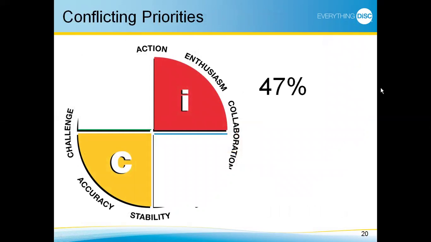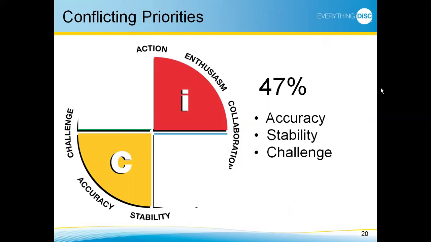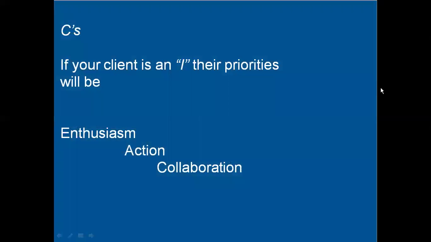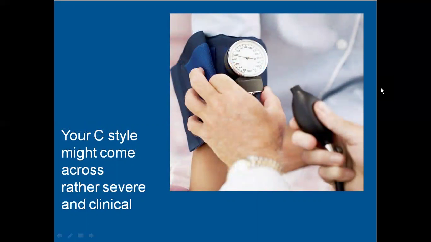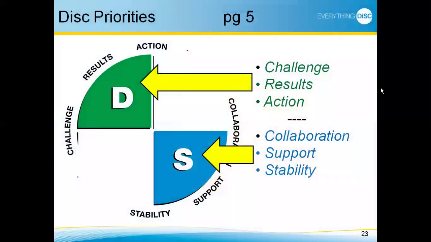If you're a C, and 47% of you at VKD are Cs, you will value accuracy. And I do want my accountant to be accurate. That priority is followed by stability and the ability and freedom to challenge. Some of you are DCs, so the challenge is going to be important along with results and accuracy. At any rate, if your client is an I, their priorities will be enthusiasm followed by action, followed by collaboration. Your C style might come across rather clinical, or you may tend to conclude that they're flighty and not really focused on the task. If you're a D, your priorities are challenge, results, and action.